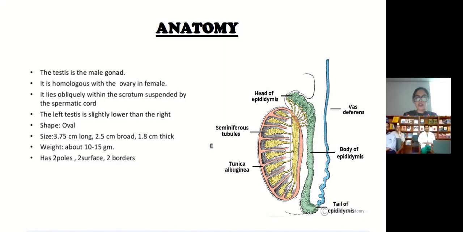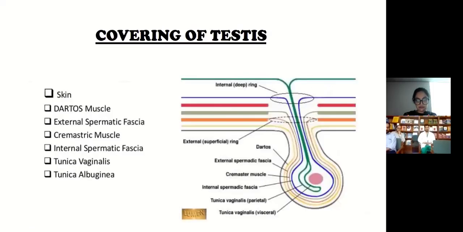The testis is the male gonad. It is homologous with the ovary in the female. It lies obliquely within the scrotum, suspended by the spermatic cord. The left testis is slightly lower than the right. Its shape is oval. It's 3.75 centimeters long, 2.5 centimeters broad, and 1.8 centimeters thick. It weighs around 10 to 15 grams and has two poles, two surfaces, and two borders.